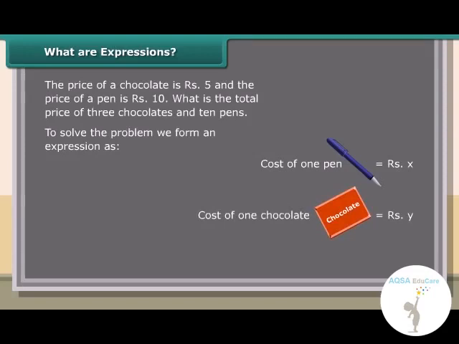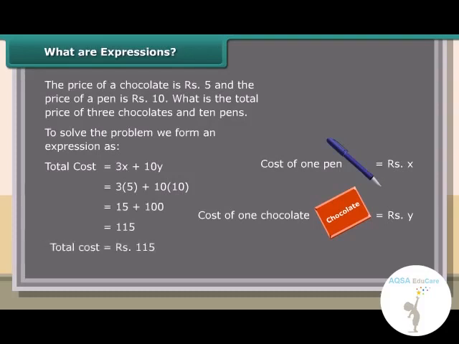Cost of 10 pens is equal to ₹10X. Total cost is equal to 3X plus 10Y, which is equal to 3 into 5 plus 10 into 10, which is equal to 15 plus 100, which equals 115. Total cost is equal to 115 rupees.